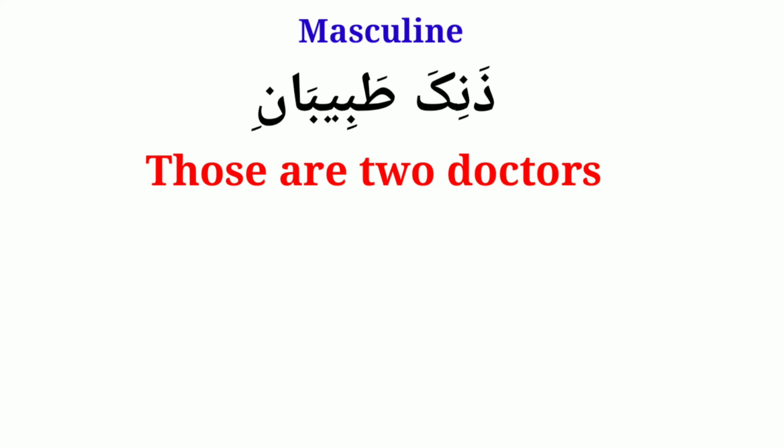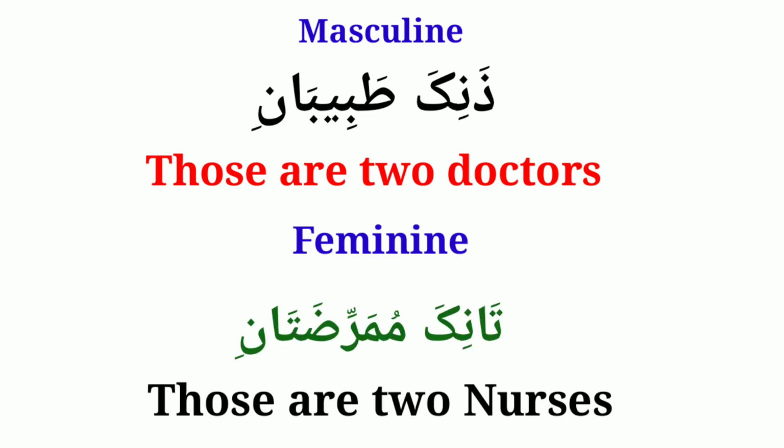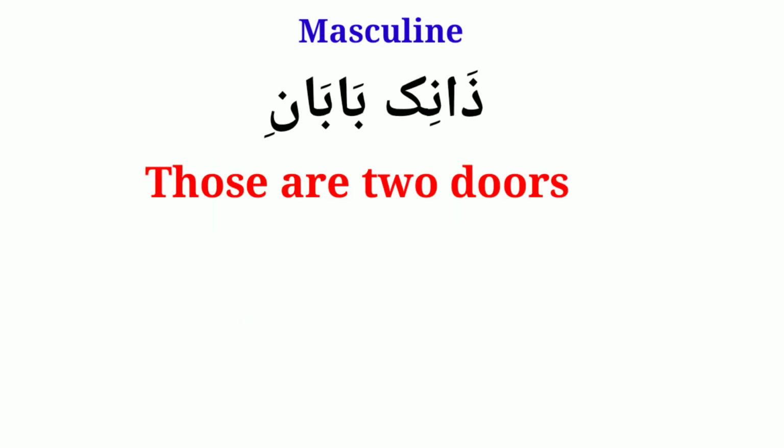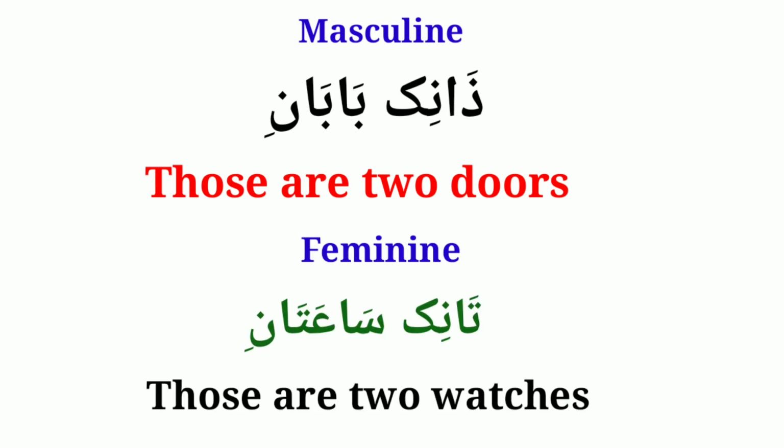Zanika tabiban, those are two doctors. Tanika mumarridatan, those are two nurses. Zanika baban, those are two doors. This is male sentence dual. Tanika sa'atan, those are two watches.